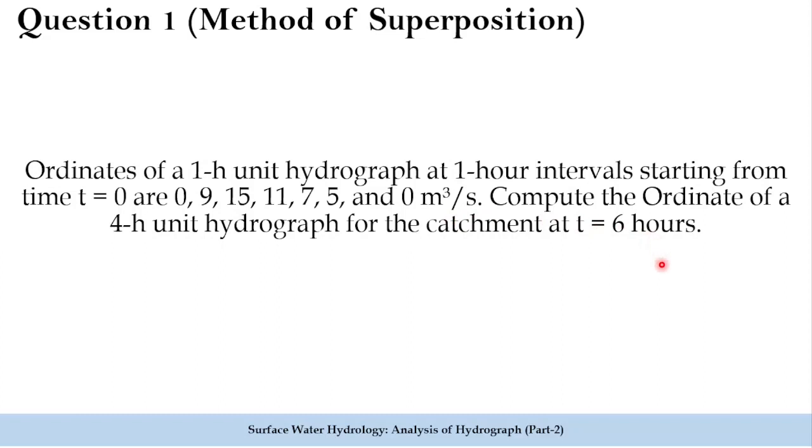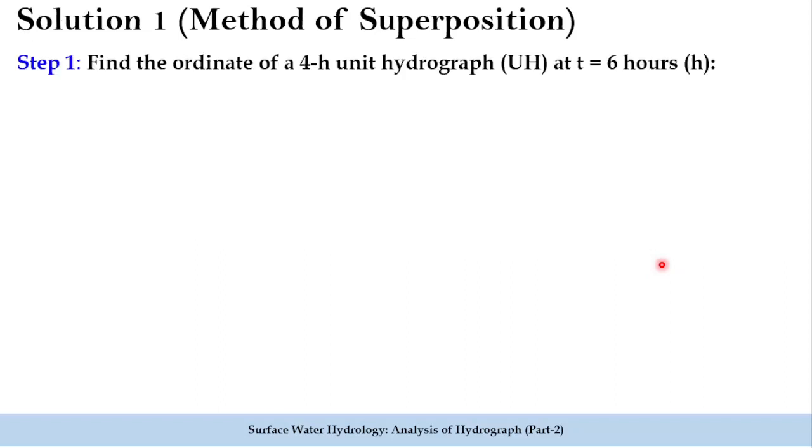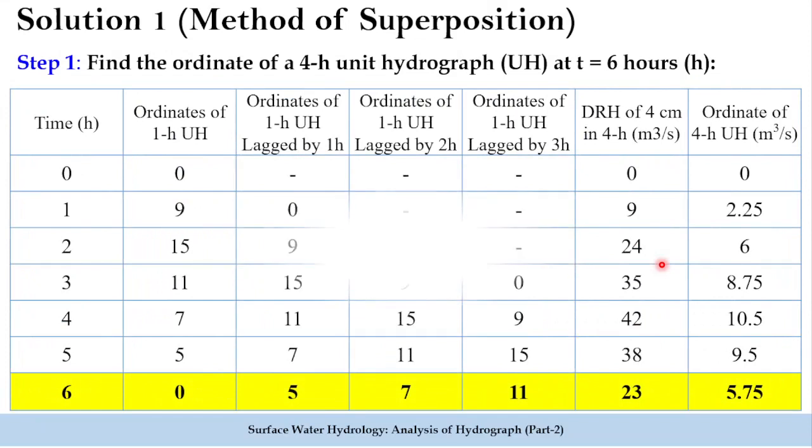So here they have provided the time from t equal to 0 to t equal to 6, and it is expected that we should convert this 1 hour unit hydrograph into a 4 hour unit hydrograph. So let us see how we can utilize the method of superposition to solve this problem. Okay, so here we have solved this problem. So let us try to understand how we have actually generated the ordinates of the 4 hour unit hydrograph from the ordinates of the 1 hour unit hydrograph.